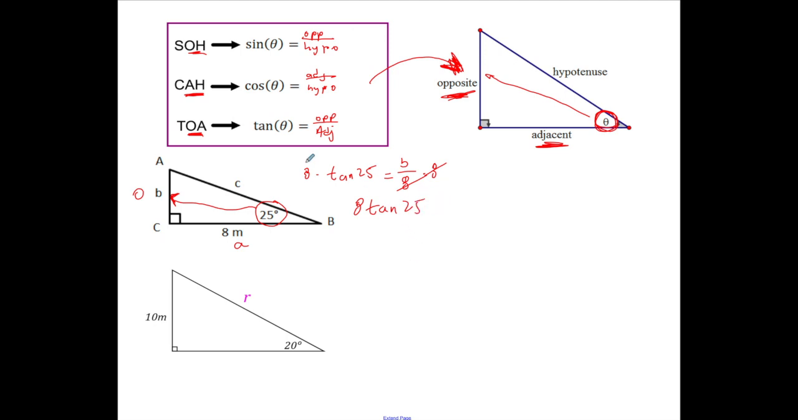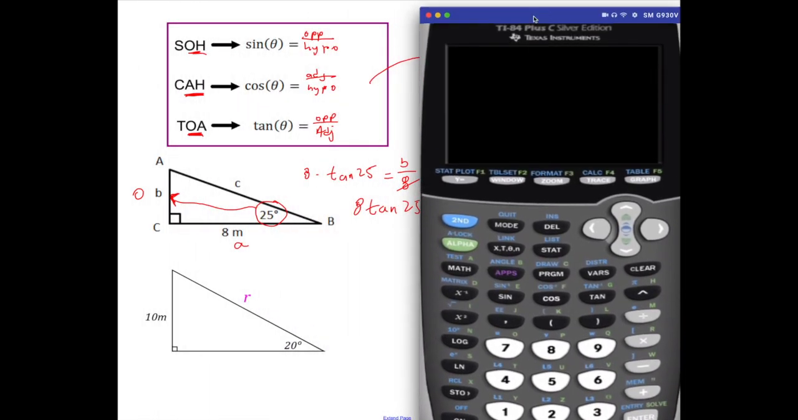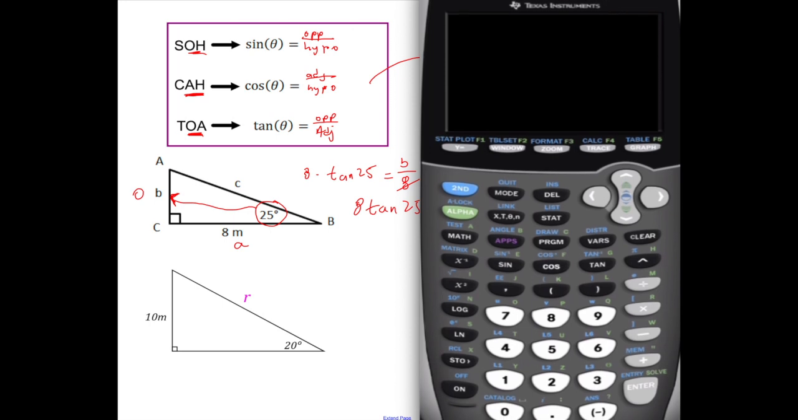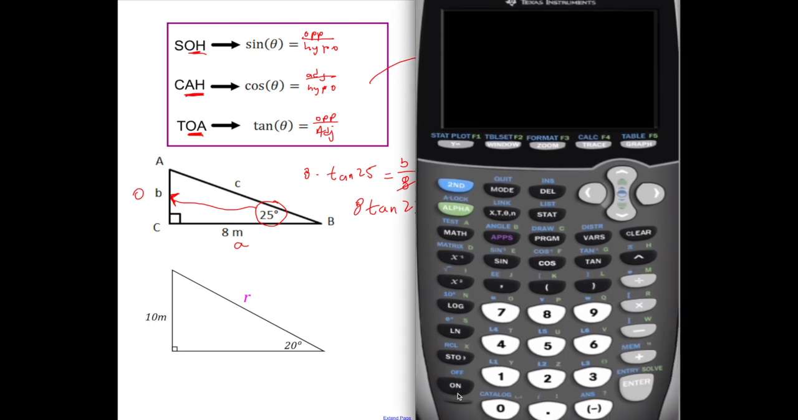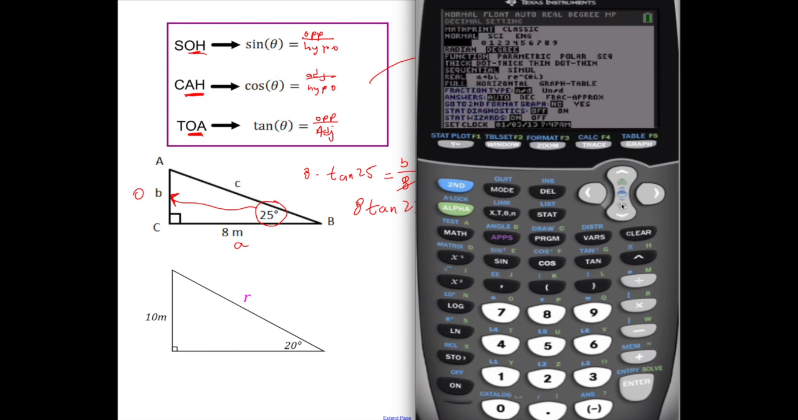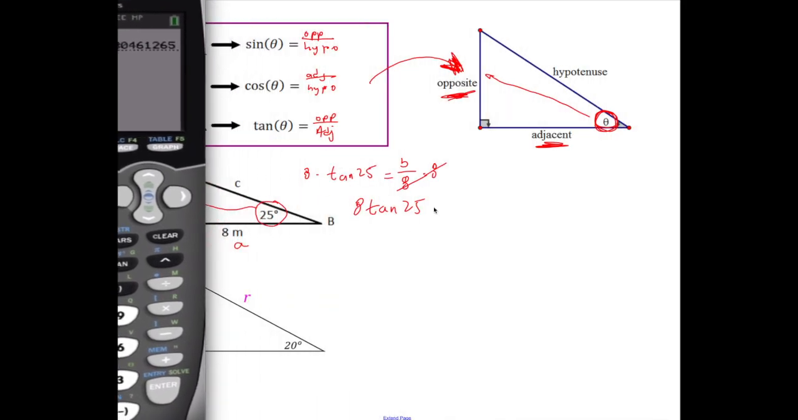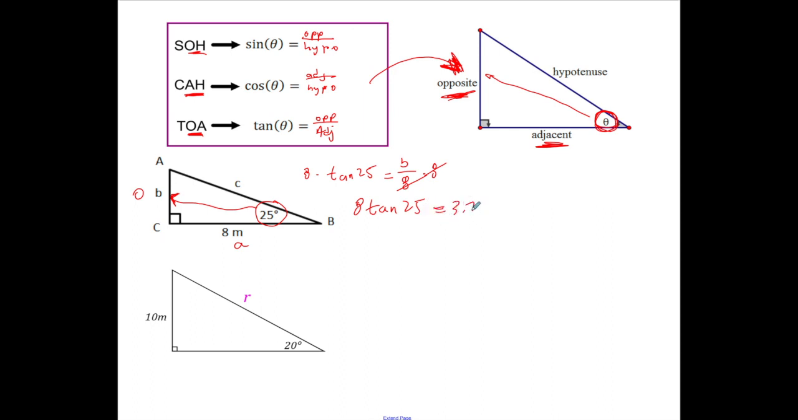If I do that in the calculator, I can show you. So 8 tan 25. Let's turn our calculator on. First I always check my mode. Make sure my mode is in degree mode. And I see that here, yes, degree mode. So I'll say 8 tan 25, and then my answer is 3.73. So B equals 3.73.